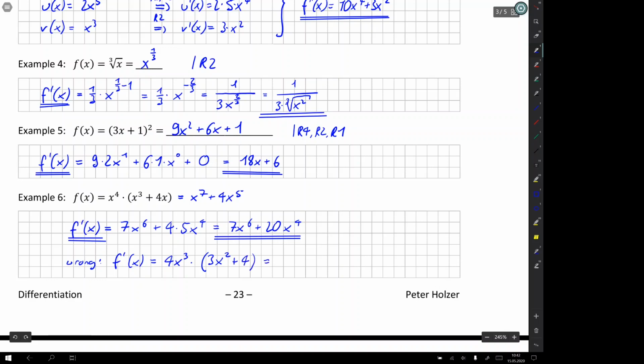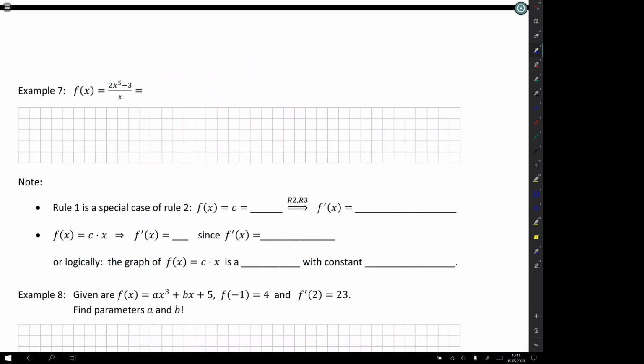And we would get 12x to the power of 5 plus 16x to the power of 3. And as I said, this is wrong. Now you can try example 7. Again, you will have to transform it somehow. So here comes the result.